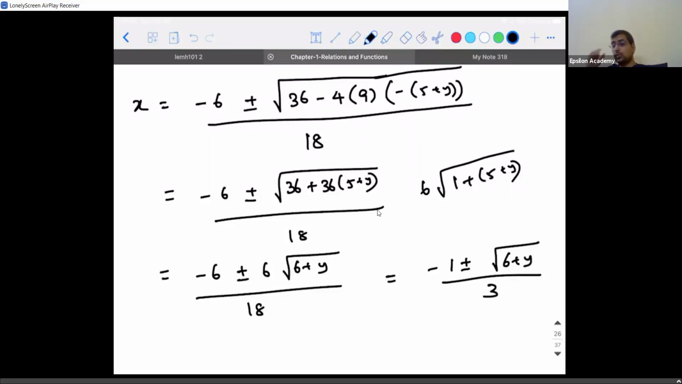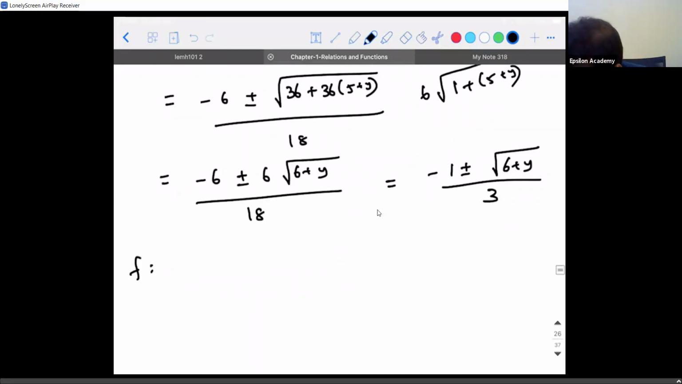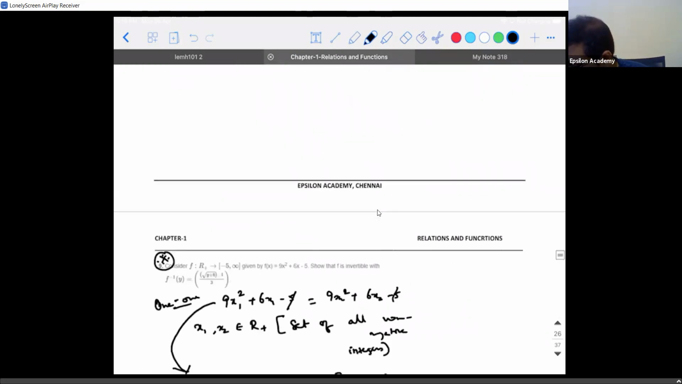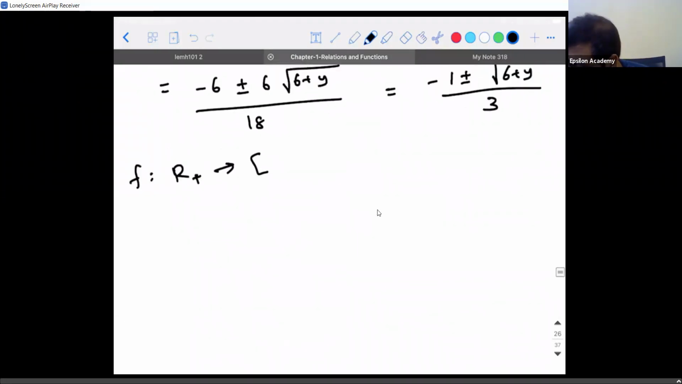So I need to choose the values of y from the codomain that they are given. I need to verify whether, for whatever value given in the codomain, if I substitute, it has a pre-image or not. So what is the codomain that is given? f is a function mapping from R+ to −5 to infinity. So the least value of y I can substitute is, so this is set x, set y.